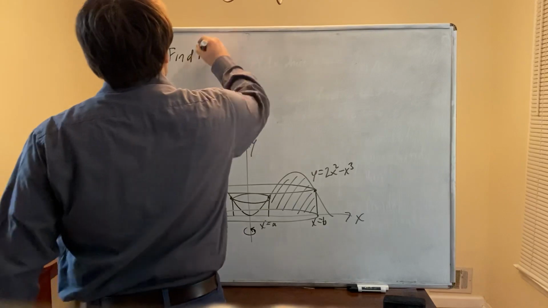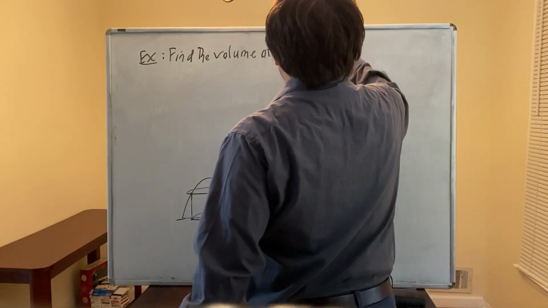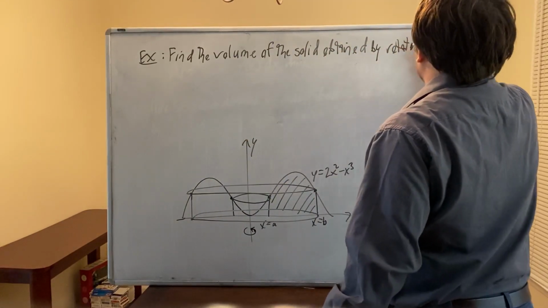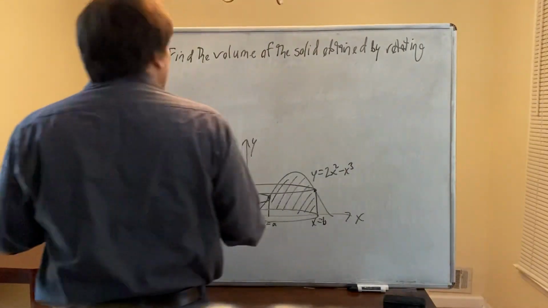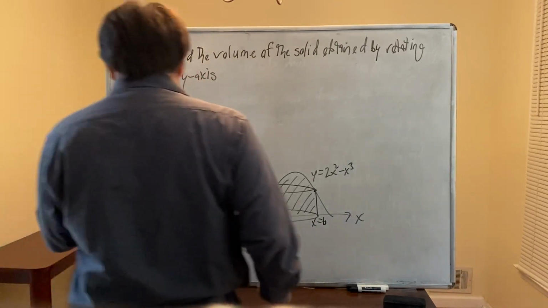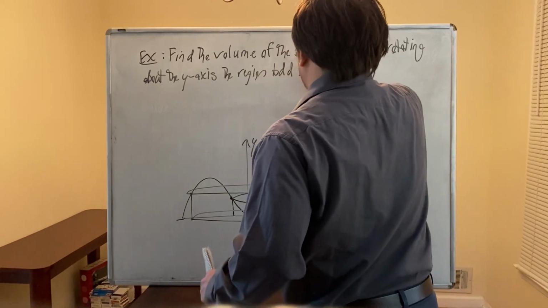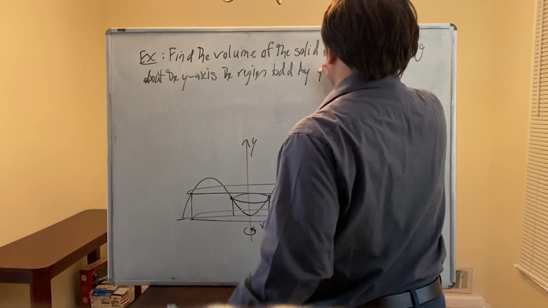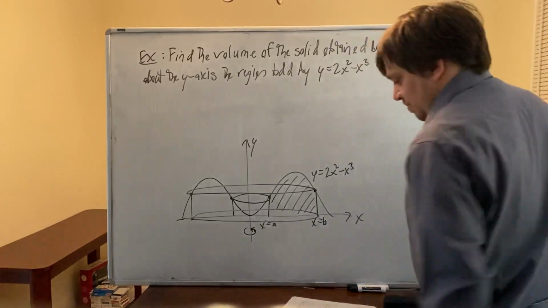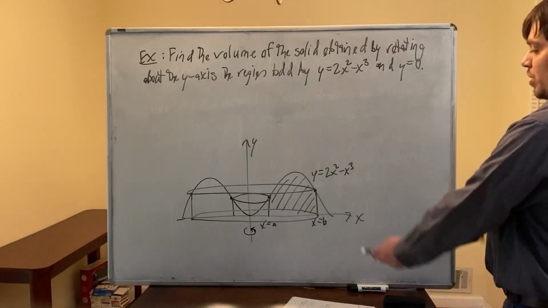Example: find the volume of the solid obtained by rotating about the y-axis the region bounded by y equals 2x squared minus x cubed and y equals 0.